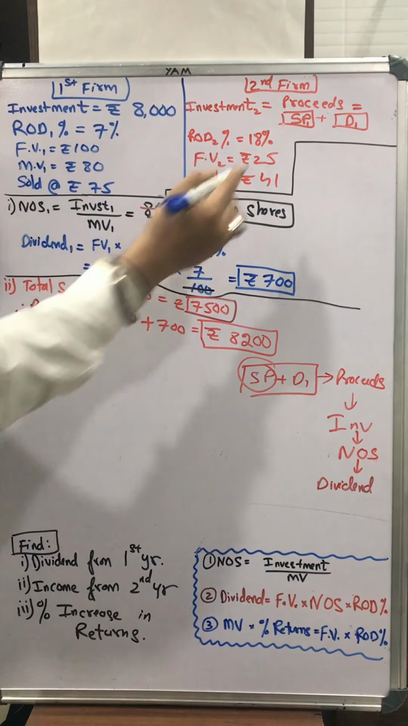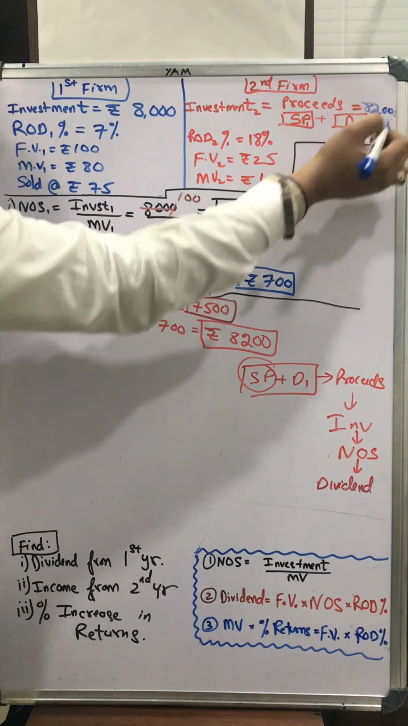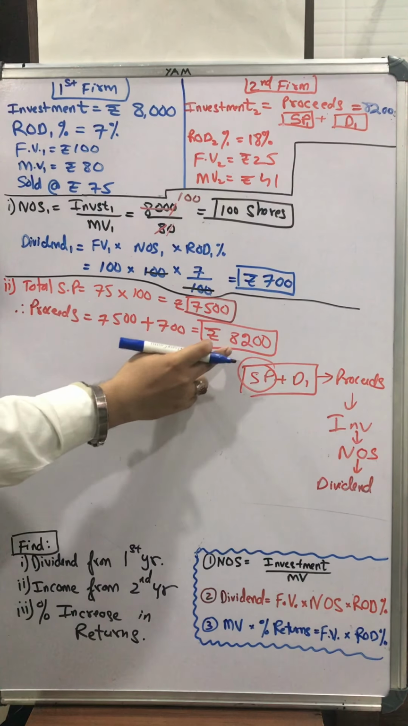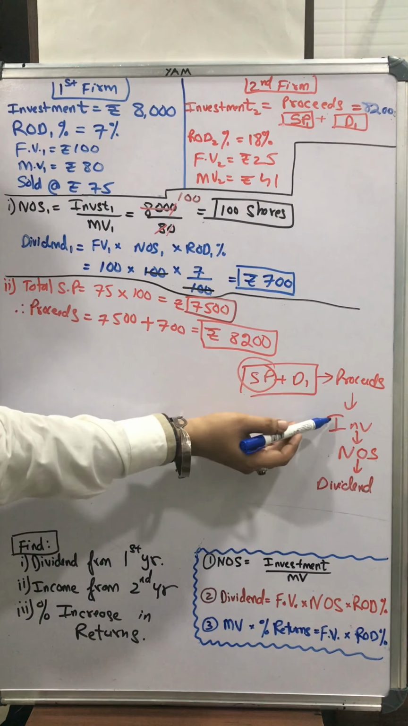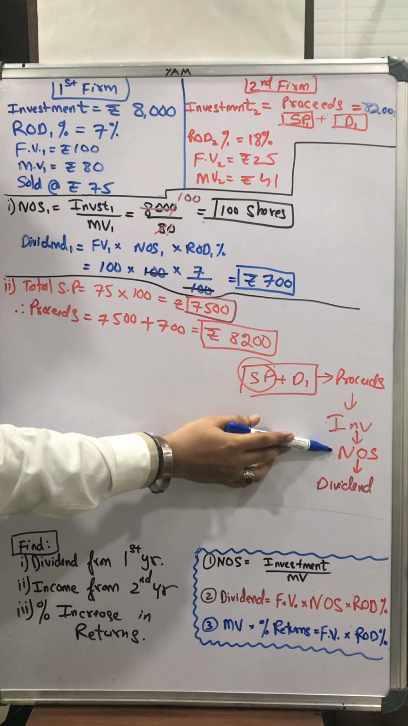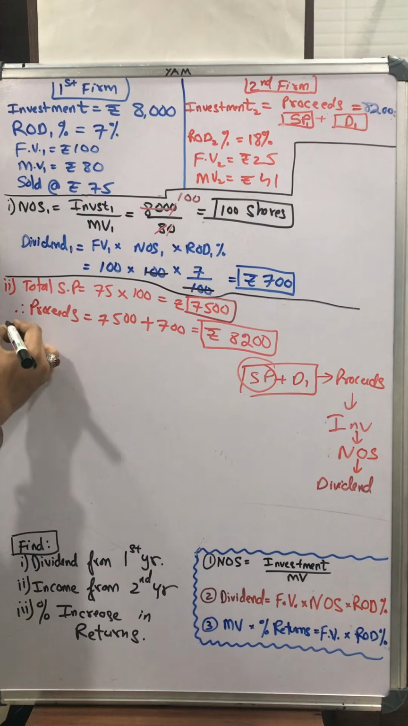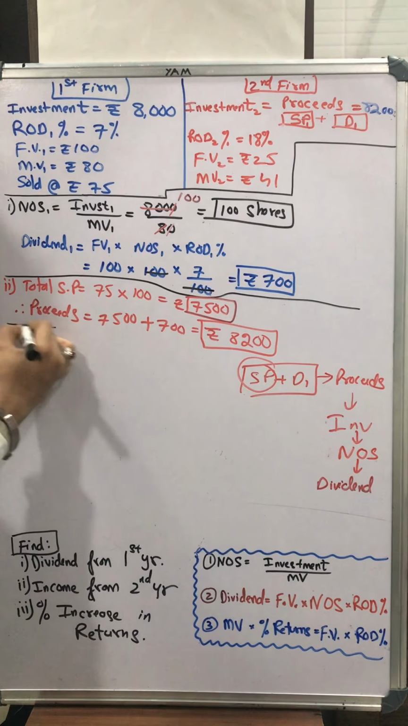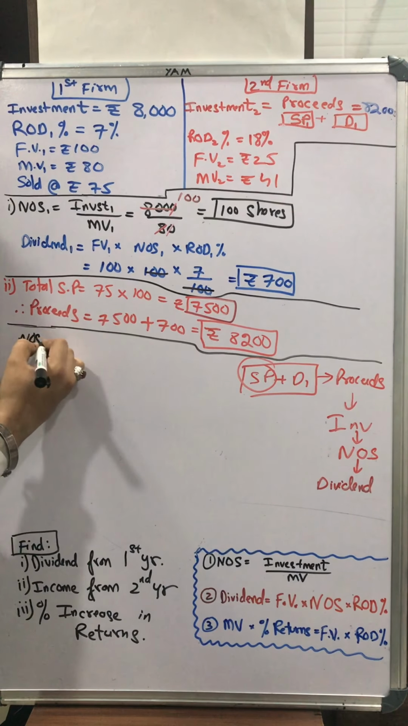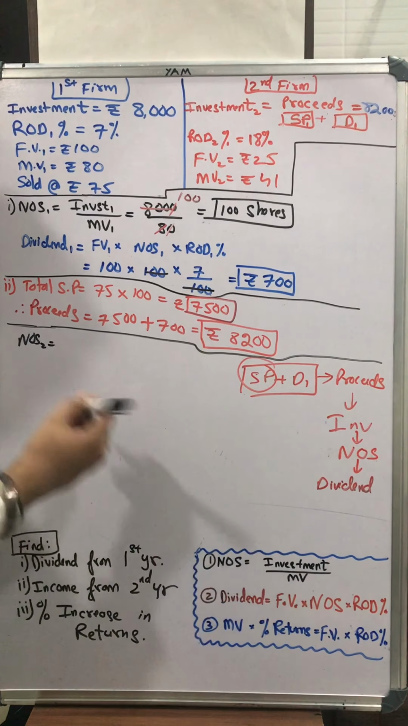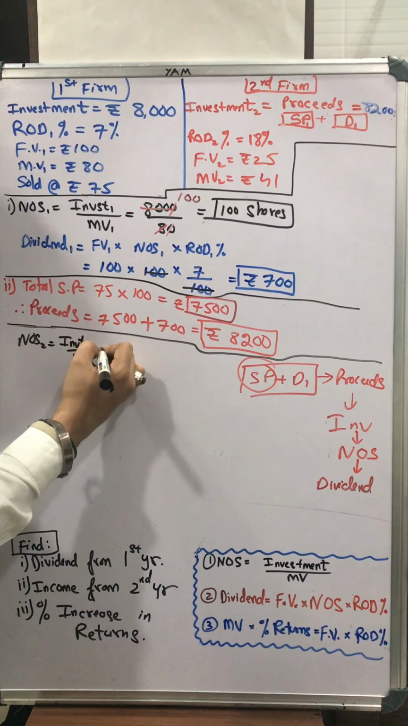So I'll write here the addition of these two. It is nothing but 8200. I mentioned 8200 over here. Okay, so we got the proceeds, and by this we got the investment. So can I now find the number of shares? Yes, I'll apply the formula of the number of shares. The number of shares of the second firm is investment upon market value. So investment of the second firm upon market value of the second firm.